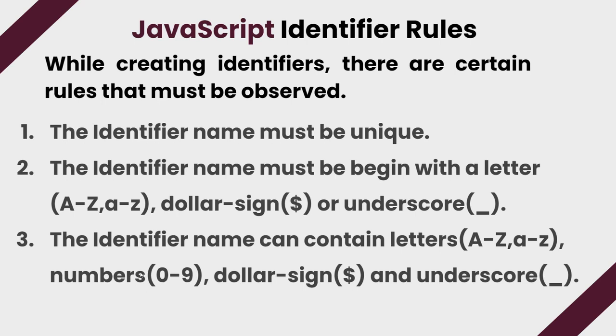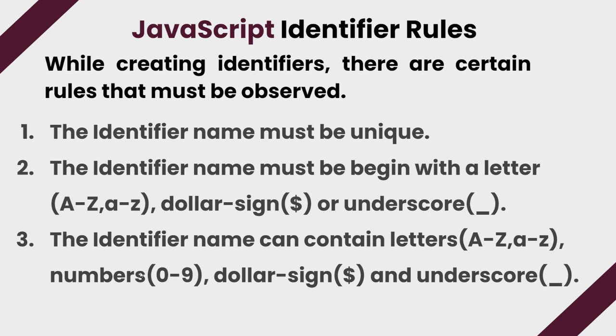So this actually means that for the variable, the rules for naming a variable is going to be under this rule. The rule for naming a function is going to be under this rule. The rule for naming an array and for naming an object is equally going to be under this rule. So this rule actually governs how you create variable names, function names, array names, and object names. So now, while creating the identifiers, which we already know about, there are certain rules that must be observed.